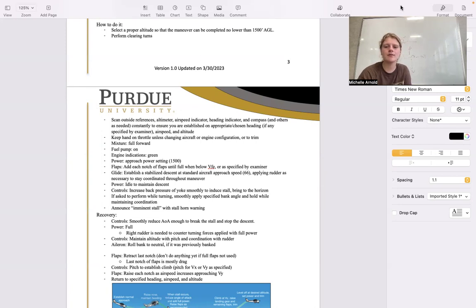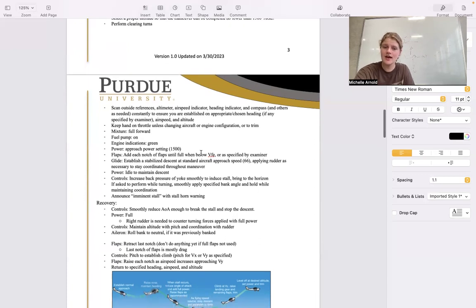And then pretty quickly add each notch of flaps until you're at full flaps. Once you're at full flaps, you want to establish a stabilized descent at the standard aircraft approach speed. For Purdue's Archers, it's going to be 66 knots. This is like you're on final, you're just going to start pitching the nose down as if you're coming in for a stabilized descent. And you want to make sure you're applying rudder as necessary to stay coordinated throughout the maneuver.